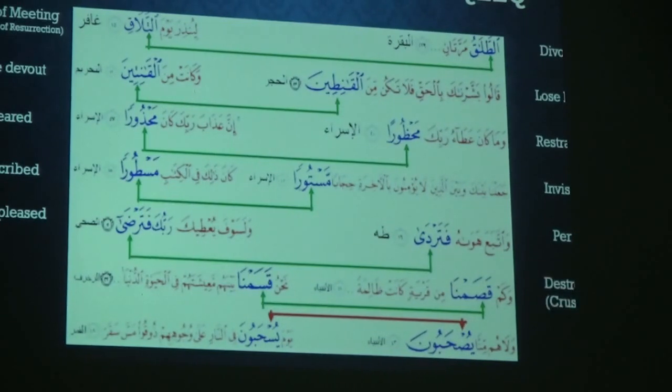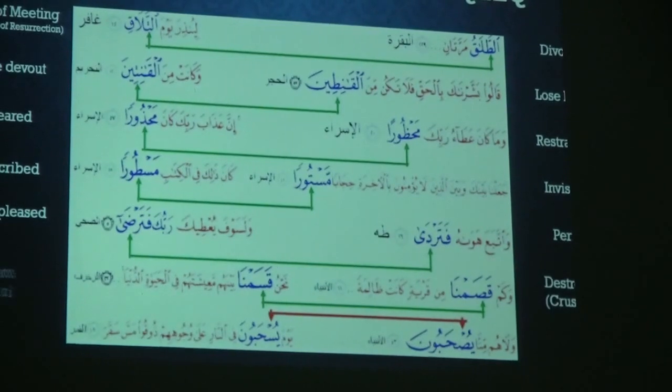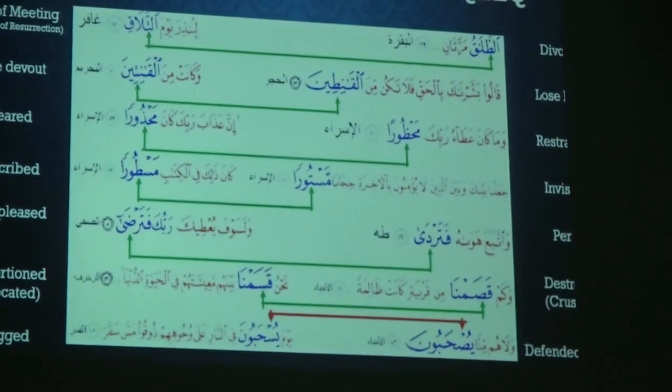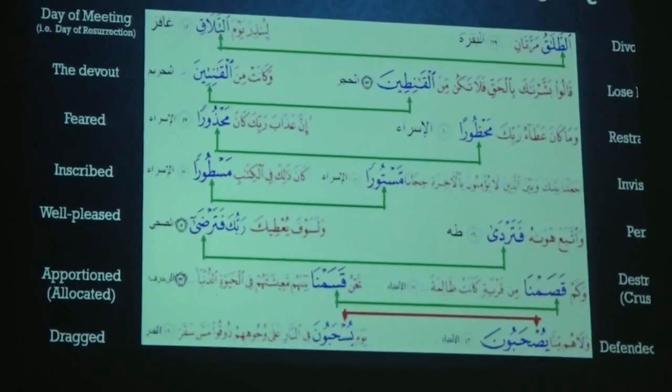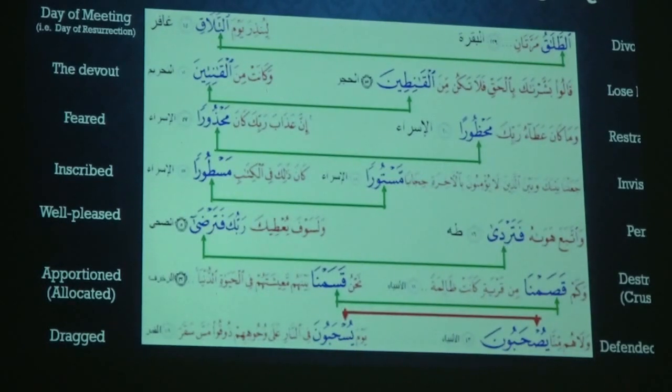And then وَقَصَمْنَا or وَكَمْ قَصَمْنَا مِنْ قَرْيَةٍ, destroyed or crushed. And qasamna, apportioned, allocated. And then finally in the last line, yushabun, defended from us, and yushabun, dragged. And you notice, as we mentioned before, it's the same word except one letter. But it's either seen with the sad or a ta, or a dhad with a dhal. Right? What else do we notice here?